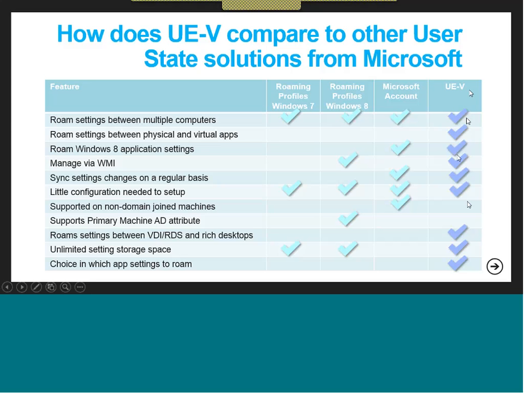And you see that UEB has the majority of ticks in the tick boxes. So it enables all of the things that we can do with roaming profiles and the Microsoft account. The only exception to that is we don't support the primary machine AD attribute. And also we have to be domain joined as well. So there's no support for non-domain joined computers with UEB. But other than that, we cover all the bases with UEB.